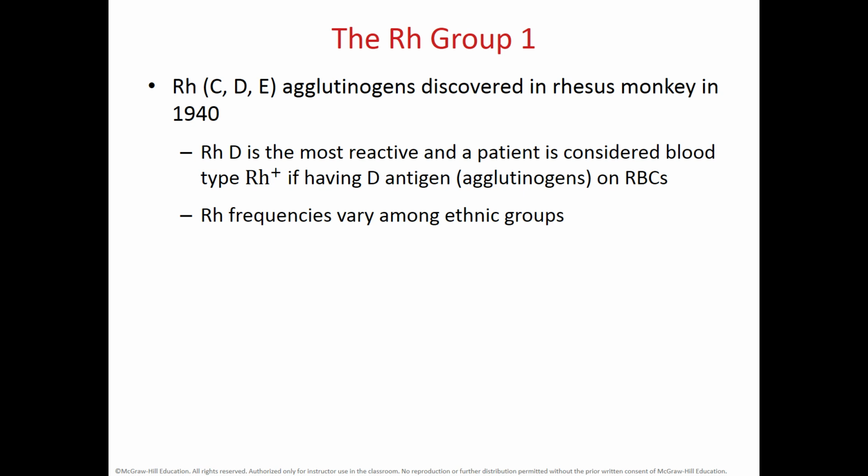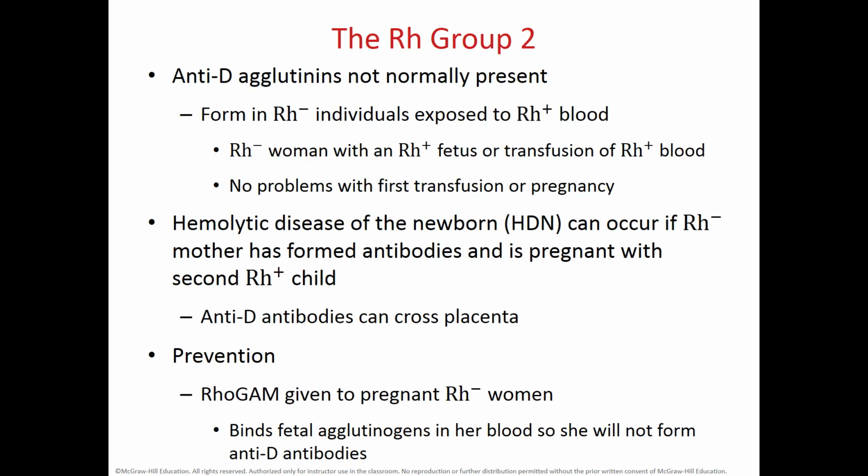So again, someone can be A positive or A negative. Someone can be B positive or B negative. Someone can be AB positive or AB negative. And someone can be O positive or O negative. If someone is positive, that means that their erythrocytes have the D antigen on their red blood cells. And if someone is Rh negative, they don't have this D antigen. And the Rh frequencies vary among ethnic groups. So, anti-D agglutinins are not normally present.